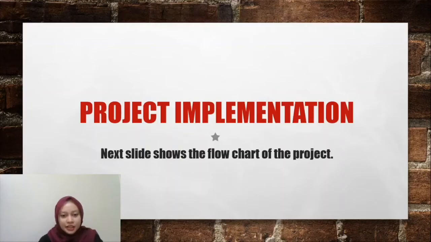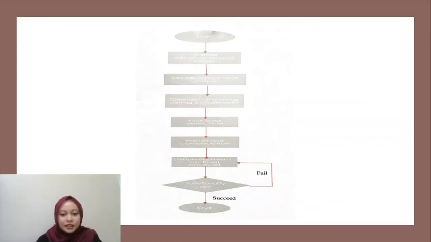Okay, project implementation. I put my flowchart here and I'm going to explain it. Okay, first, when I get the title of the project diploma, I start to gather information and ideas on what I should do about this title, which I have discussed with my supervisor. And then, when I've already written down all the ideas and information, I start to set the objective and scope of what I want from this project.